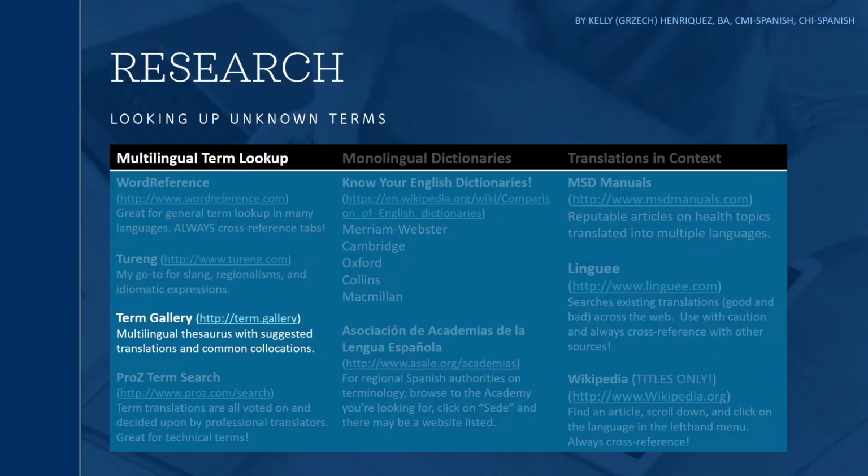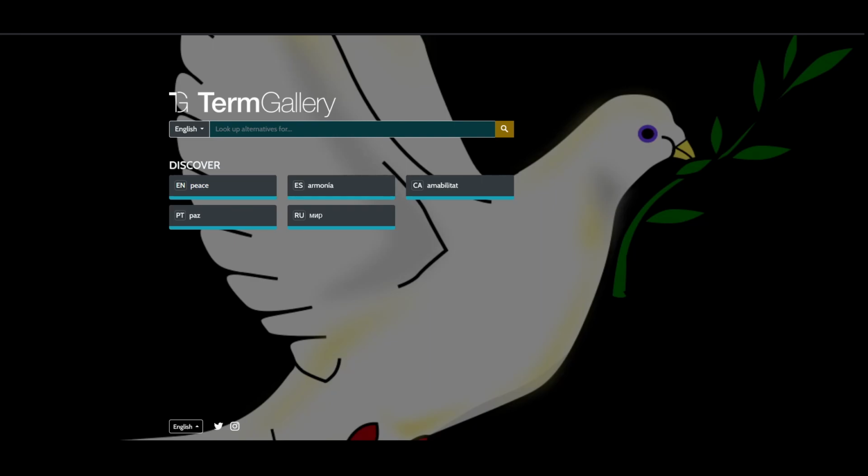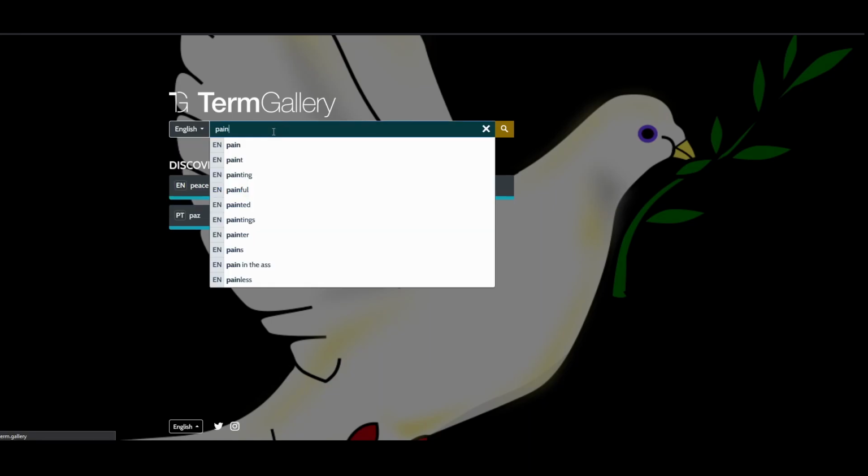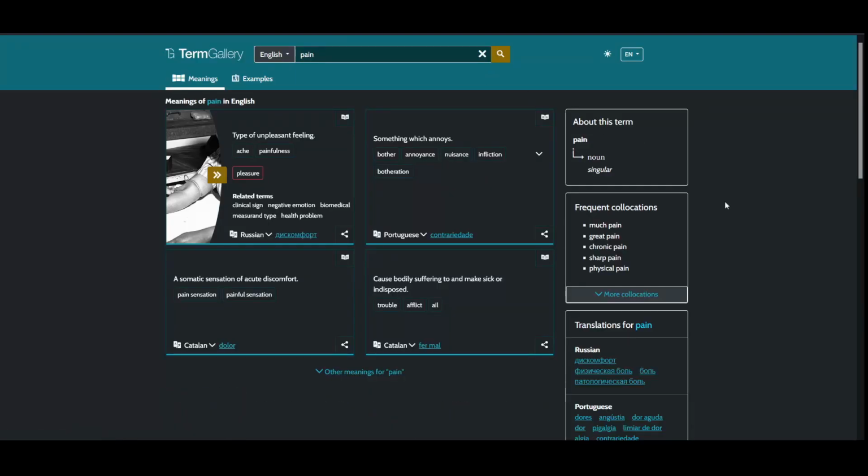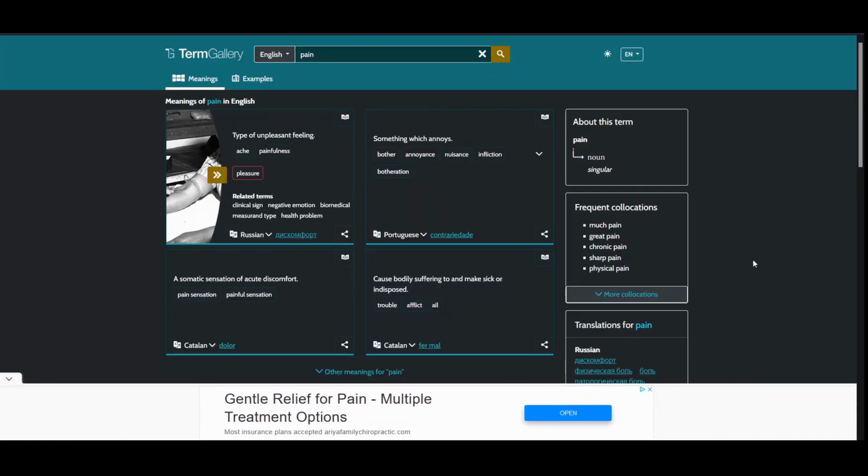Term Gallery is a multilingual thesaurus with suggested translations and common collocations. So this helps you to really see individual words in context. So we're going to go to Term Gallery. So here's Term Gallery. Of course, they have a special background up, it looks like. They have a couple different options in terms of languages: Spanish, Catalan, Portuguese, and Russian. If we look up the word pain, now we should know how to interpret the word pain, right? It gives us some extra context here.